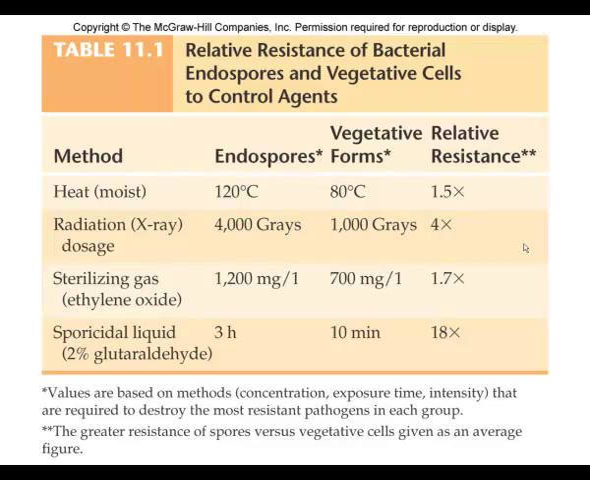This is a table that tells you the relative resistance of bacterial endospores versus vegetative cells when we talk about control agents. If you look at this first one, we're looking at heat. In this case we're using something called moist heat. In order to control endospores, you're going to need to bring that heat up to 120 degrees centigrade. Vegetative cells will be killed at 80 degrees centigrade. If you follow this chart down, you'll see that it takes a significantly higher dosage of the control method to kill the endospores than the vegetative cells.